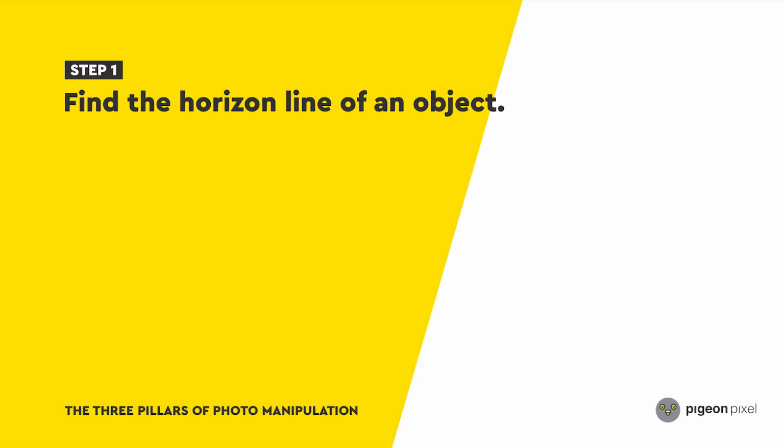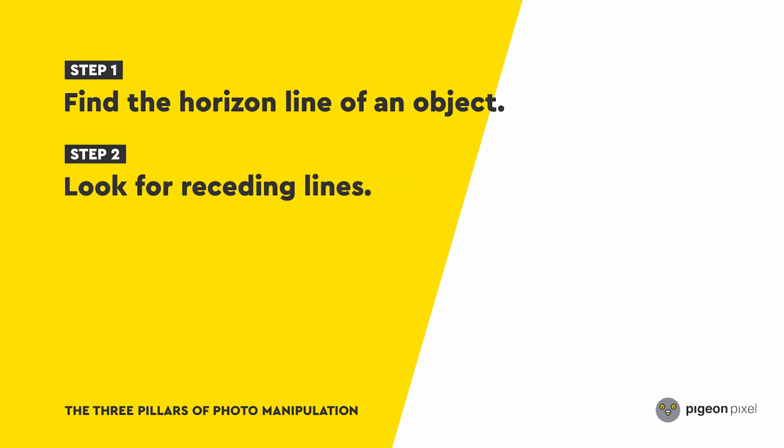Step 1. Find the horizon line of an object. Step 2. If the horizon line is not so perceivable, like when you don't have the sky meeting with land or water, try to look for lines that can help you find any vanishing points. We know that vanishing points always sit on the horizon line, and therefore, finding the vanishing point will help us determine where the horizon line is.